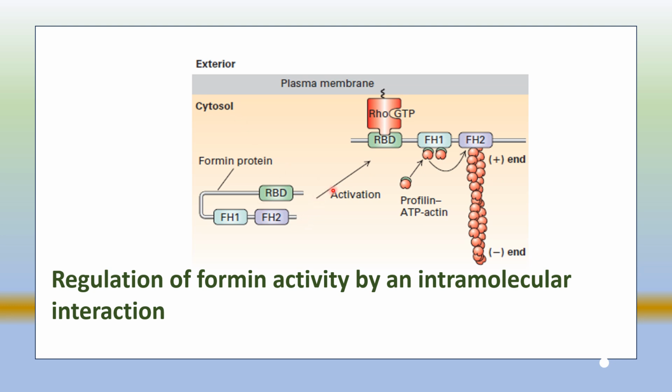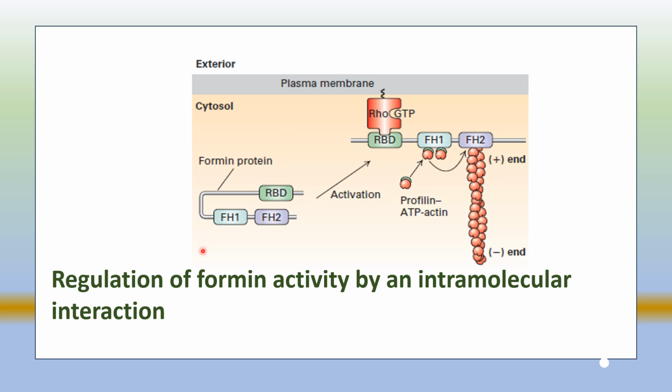Now let's concentrate on the structure of the formin. So this is a formin protein. When this formin protein is in the inactive state, it refolds upon itself. You will see that the structure of the formin protein has three domains: the RBD, which stands for the Rho binding domain, and similarly an FH1 and an FH2 domain.